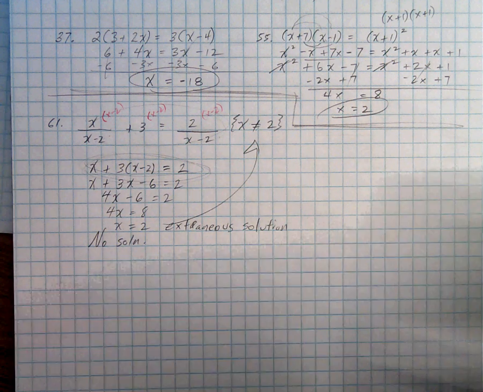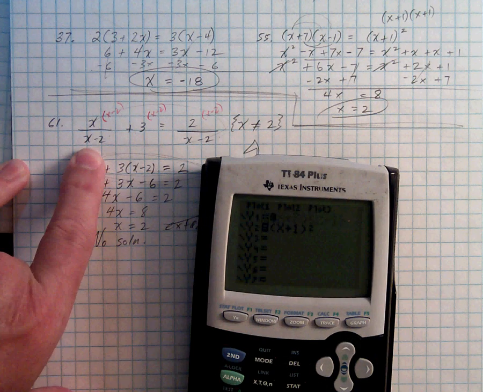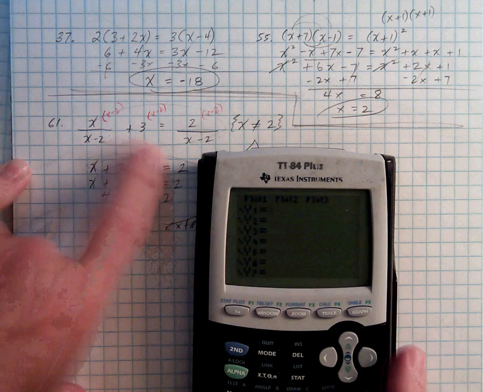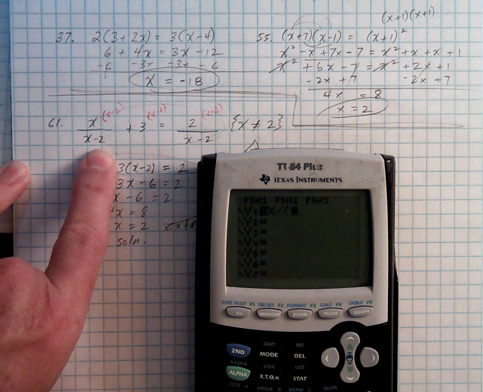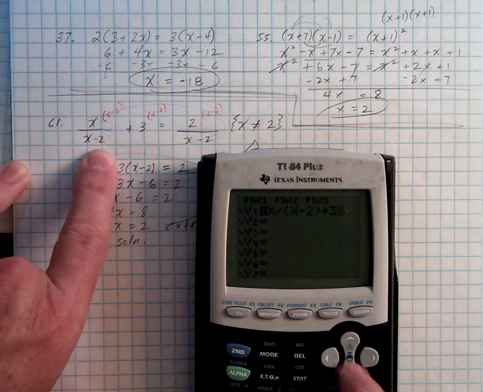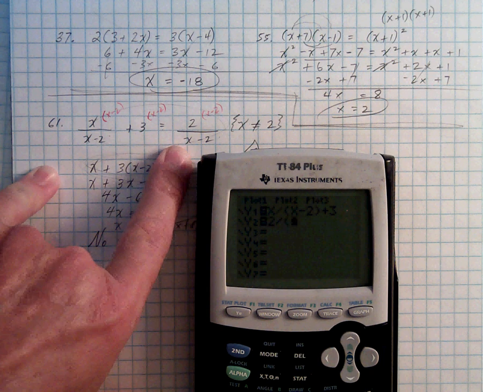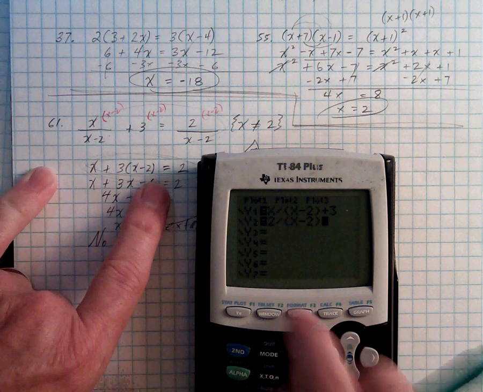Now we could graph it and see, right? So if I go into my calculator, the way I would graph this is, I'm going to put this on one side, so that's going to be x over parentheses x minus 2 plus 3, and the other side is going to be 2 over parentheses x minus 2. Right, let's see what that looks like. Zoom 6.